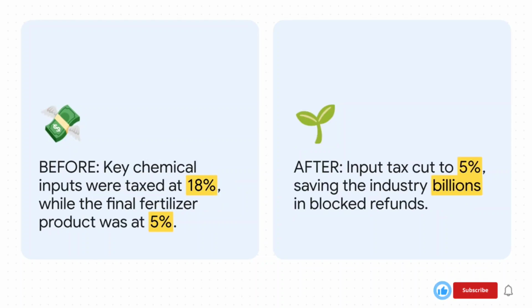We saw a similar big win in the fertilizer sector. It was the same story. 18% tax on key chemicals, but only 5% on the final fertilizer. By aligning those rates, the government didn't just help the companies.